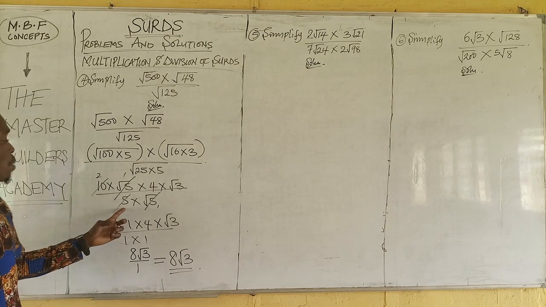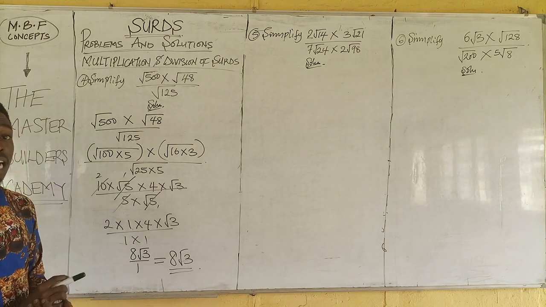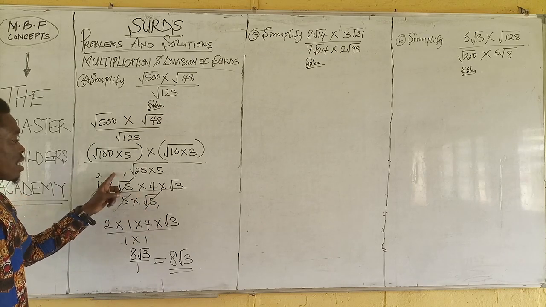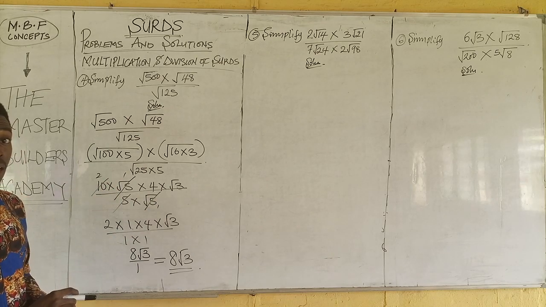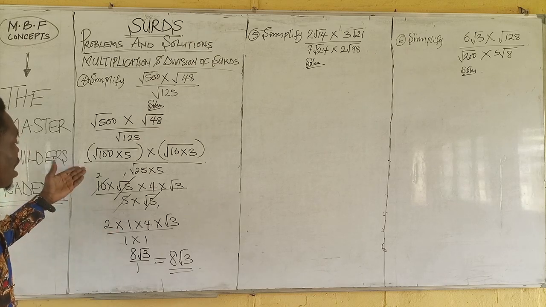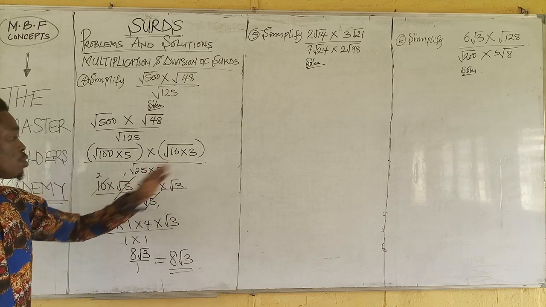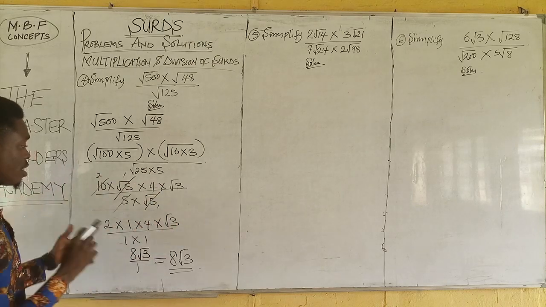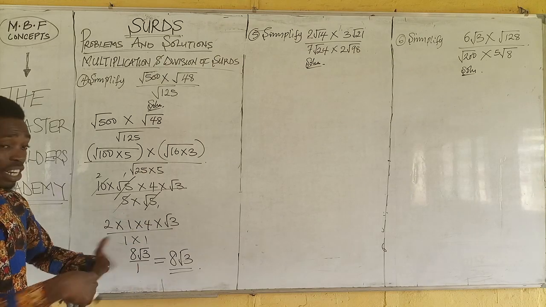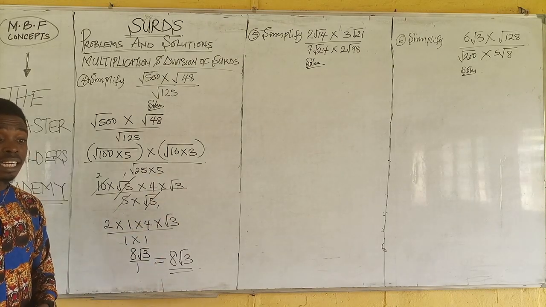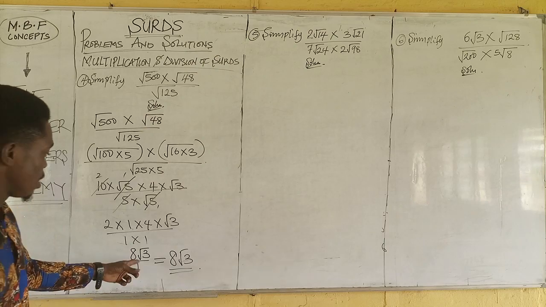So, 10 is divisible by 5. We divided 10 by 5 and we had 2. Root 5 can cancel out root 5. That was how that cancelled out. Then what we were left with is 2, 1, 4, root 3. That's what we have here at the numerator. And at the denominator, this is 1, 1. 1 times 1 is 1. And anything divided by 1 is the same thing. So this is what we have.